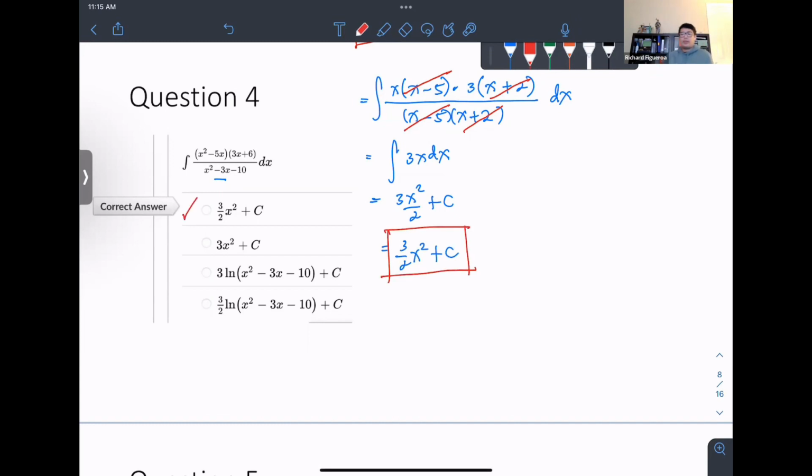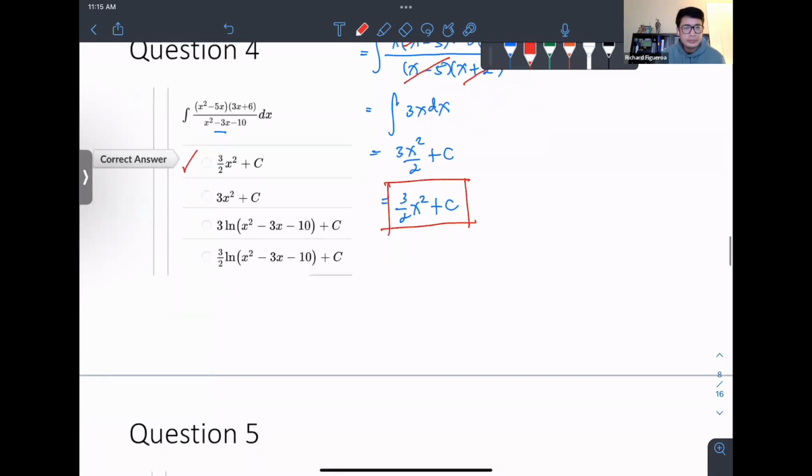So question number 4 is very direct. You just need to factor it out, and then afterwards it would just be a power rule.